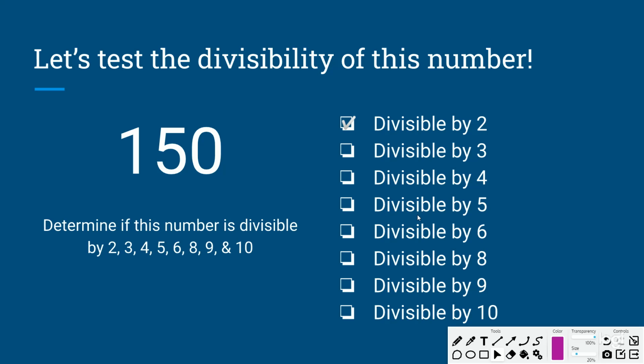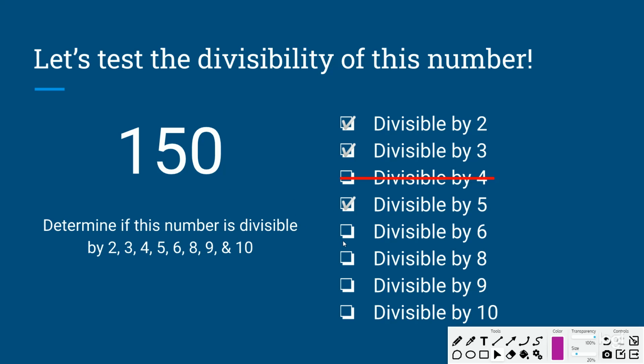Yes. Is this number divisible by 3? So I have to add up the numbers. 1 plus 5 plus 0 is 6. Is 6 divisible by 3? Yes, it is. Then I have 4, is 50, the last 2 digits, divisible by 4? No, it is not. For 5, does it end in a 5 or a 0? Well, yes, it ends in a 0, so it is divisible by 5.